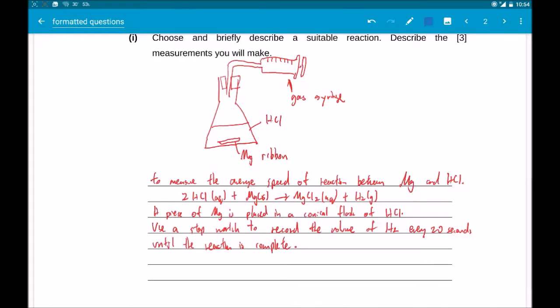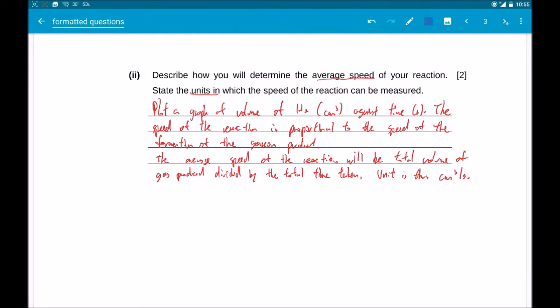For B part 1, 3 marks are being given for B part 1. So the first mark will be for the equation for the reaction. The second mark will be showing the diagram and stating that gas will be collected through the gas syringe. And the third mark will be using a stopwatch to record the product every 20 seconds until the reaction is complete. That will be your third mark.